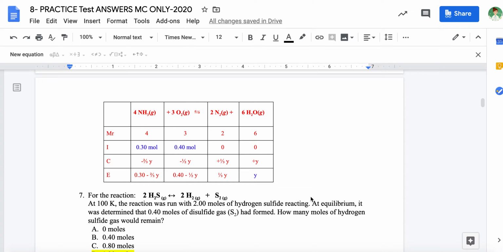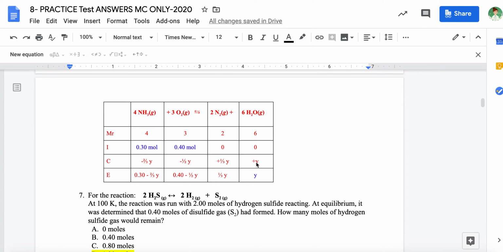All right, so in the ICE diagram, I have color-coded. The blue is what was given in the problem. So in the problem, you're given the initial amounts of your reactants, and you're given the fact that you have Y moles of water present at equilibrium.